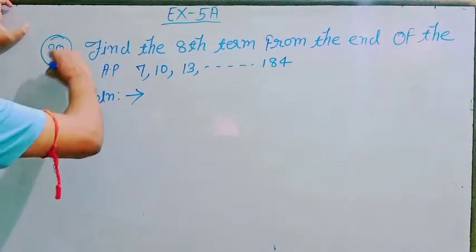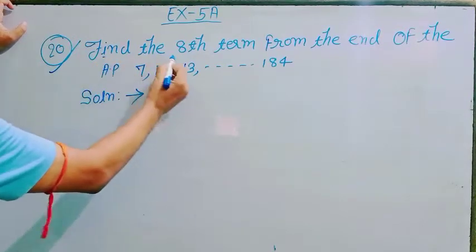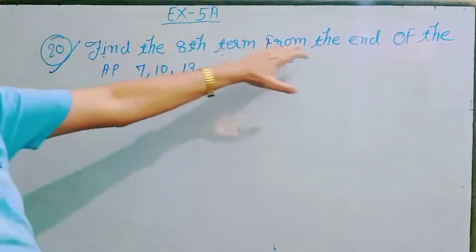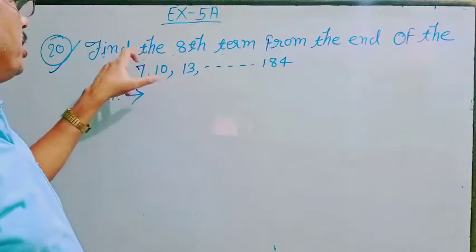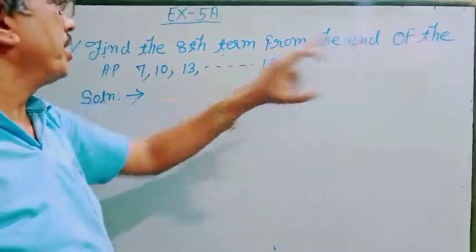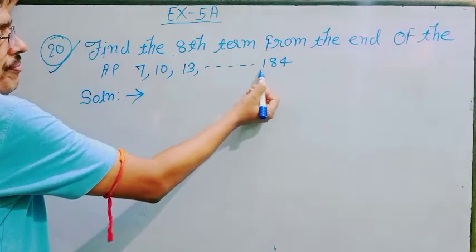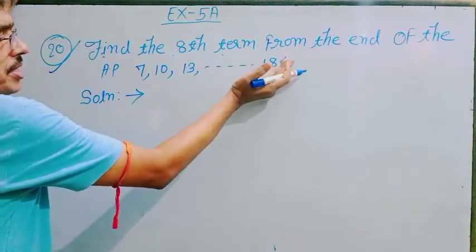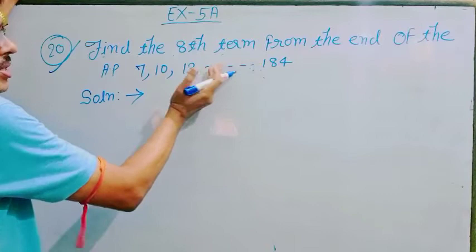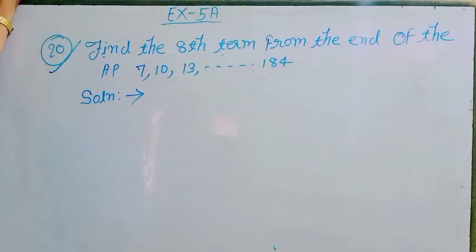Next question number is 20. That is find the 8th term from the end of the AP. The end term is 184, then find its 8th term from last. That is 184, then what? That is, what is the last 8th term?